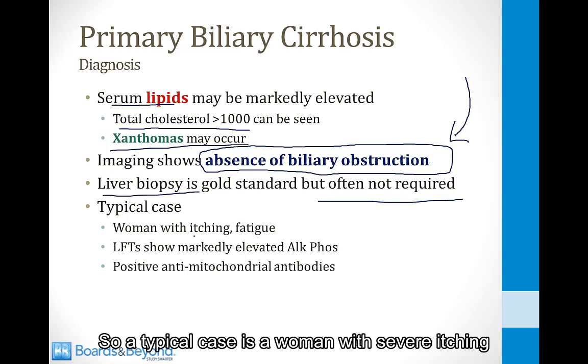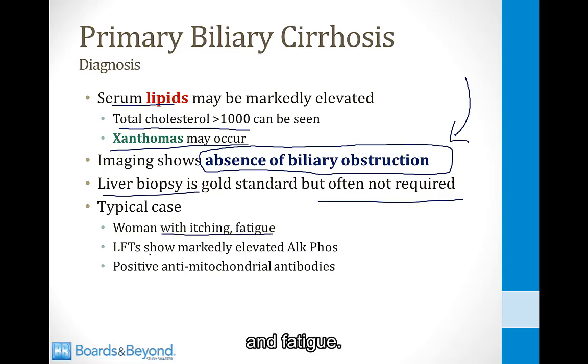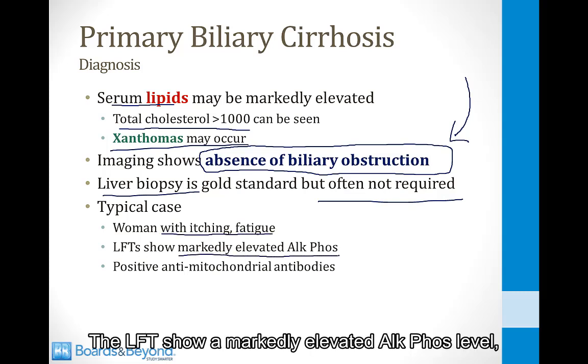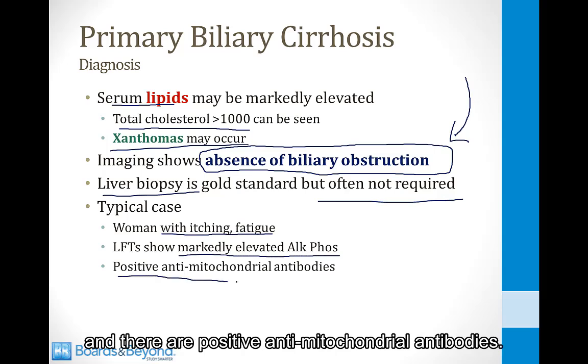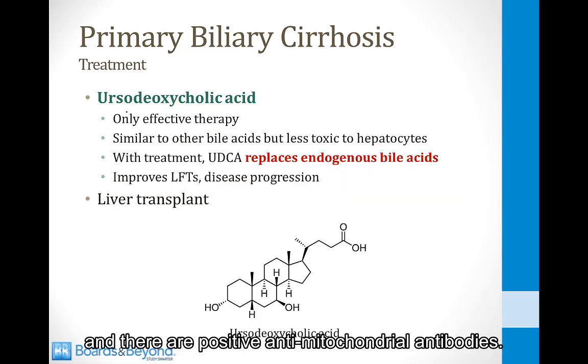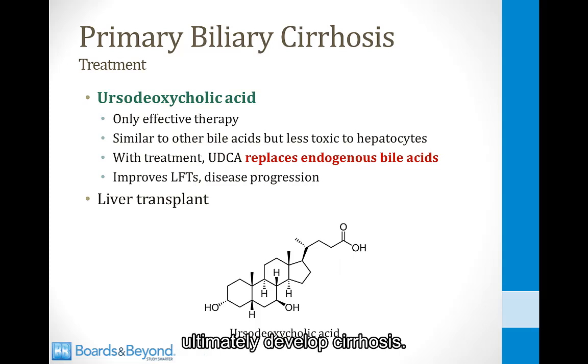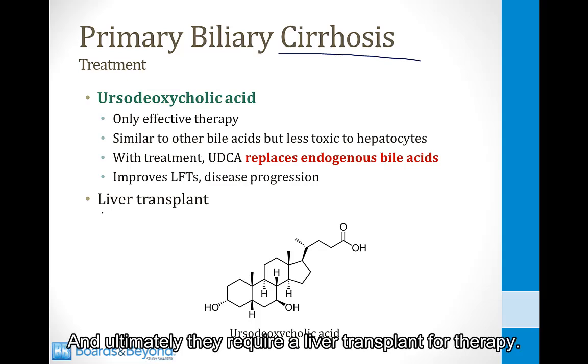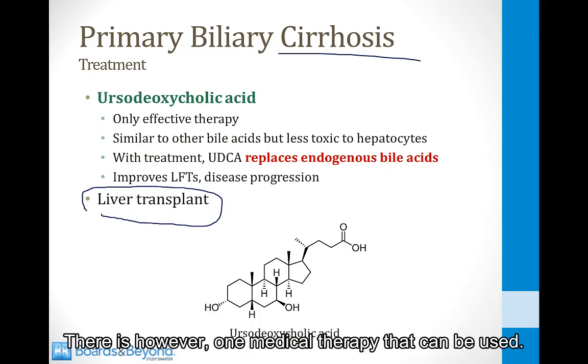So a typical case is a woman with severe itching and fatigue. The LFTs show a markedly elevated alk phos level, and there are positive anti-mitochondrial antibodies. Most patients with this condition ultimately develop cirrhosis. That's why it has the word cirrhosis in the name of the disease, and ultimately they require a liver transplant for therapy. There is, however, one medical therapy that can be used.